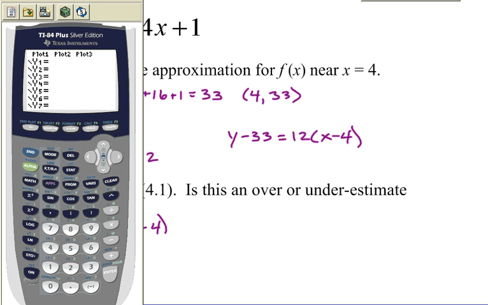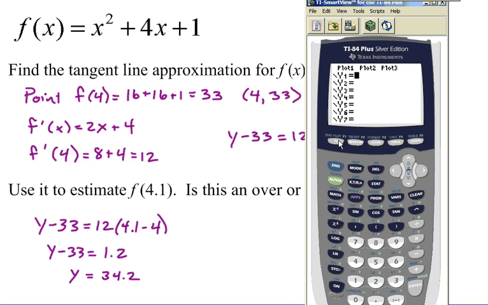All right, so then let's just check and make sure this makes sense. Let's pull out our calculator here, and I'm going to put that original function in. So y equals x squared plus 4x plus 1. And I can find values by doing VARS, Y-VARS, function Y1, and I want to do this at 4.1. And there's the value, 34.21, my approximation 34.2. Wow, that is a pretty good estimate.